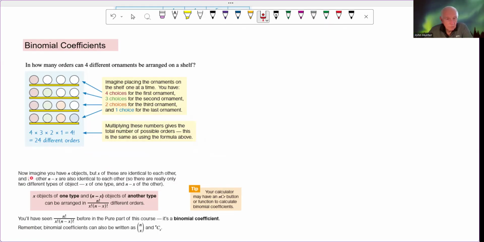Now imagine you have n objects, but x of these are identical to each other, and the other n minus x are also identical to each other. So there are really only 2 different types. It could be arranging red balls and blue balls, for instance. The number of different arrangements that we can have is given by the binomial coefficient. You might have come across this before. Let's just be clear what we mean by this.